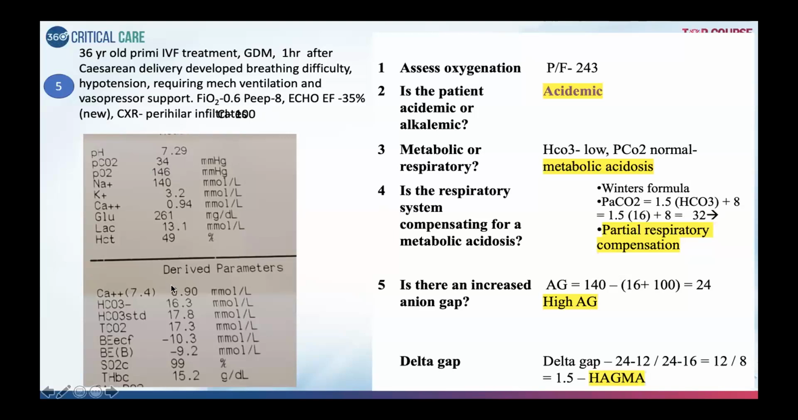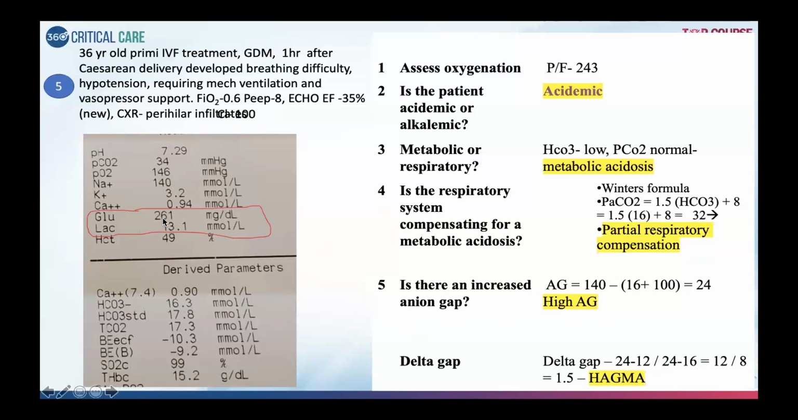There is partial compensation, respiratory compensation appears to be normal. Anion gap, you calculate sodium, 140 minus bicarb, which is 16, and chloride, which is 100. So you have a high anion gap, that is 24. Okay, delta gap is 1.5. So there is a high anion gap metabolic acidosis in this patient.